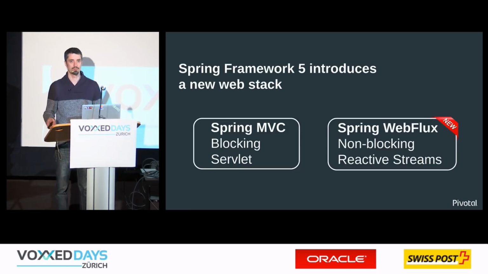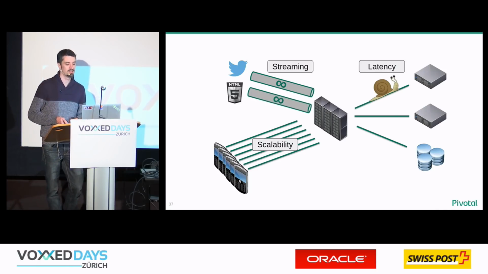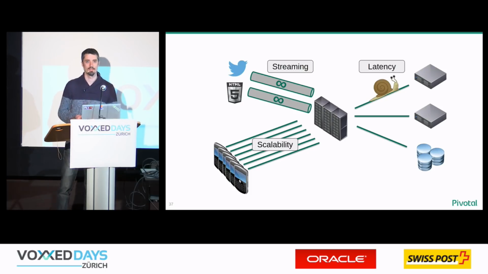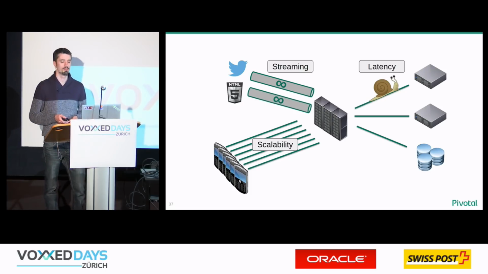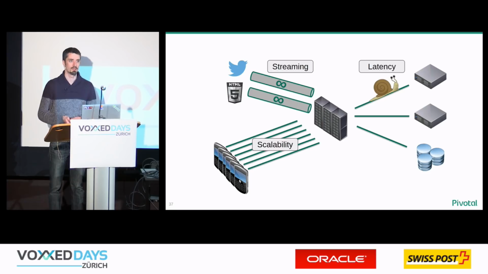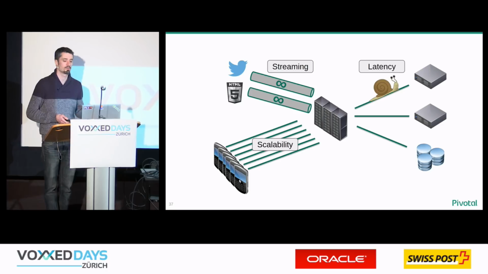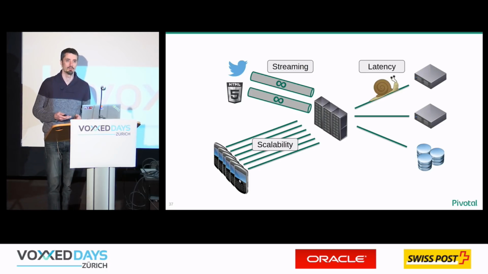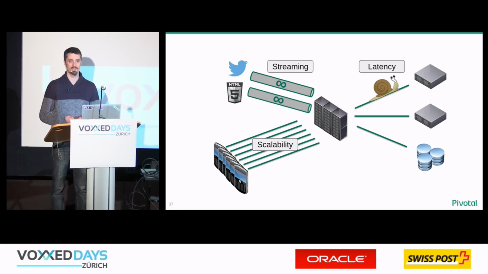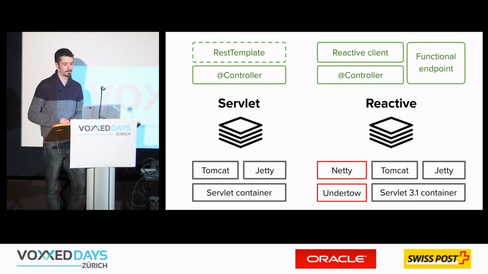But when you need to go the extra mile in terms of scalability, in terms of streaming, when you request a lot of remote services with latency, that's something that scales better because you don't have one request equal one thread, and so you are able to deal more efficiently with streaming use cases and scale better when you have a lot of concurrent requests.